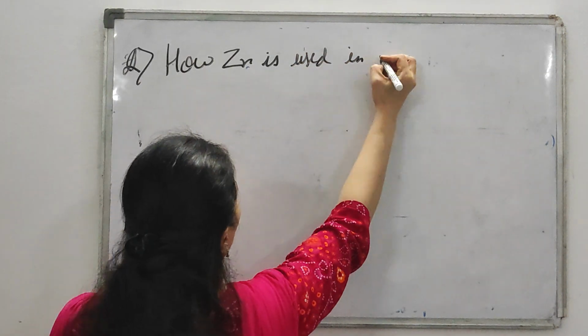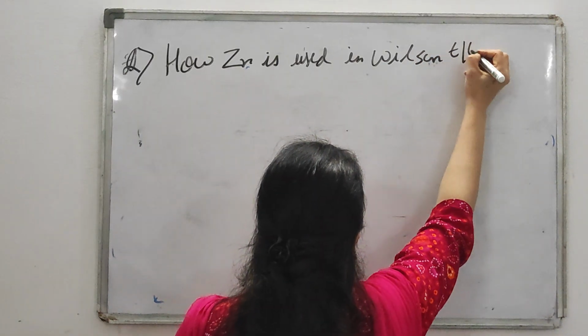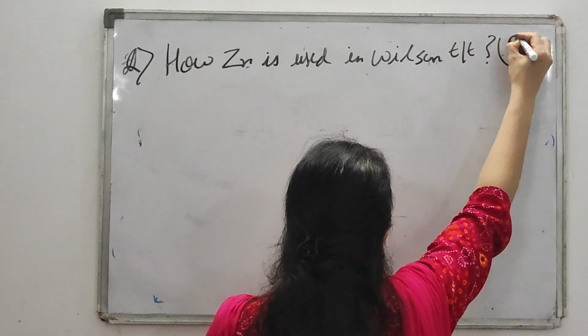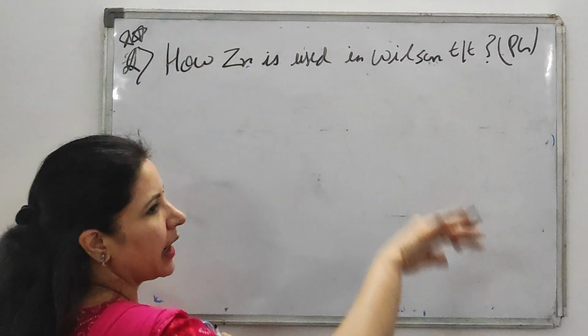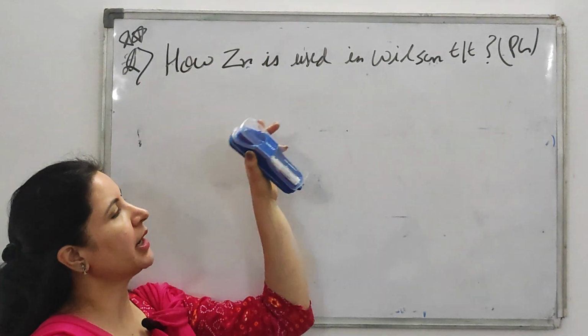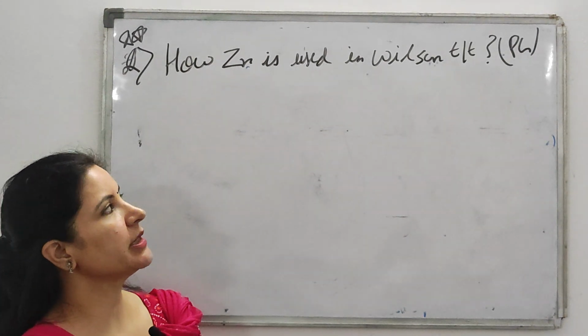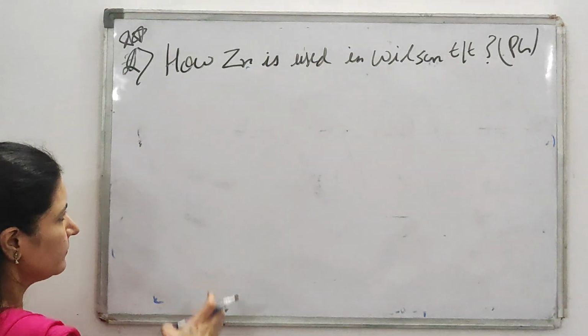Okay, Wilson treatment. This question is especially for the PG students, not for UG. For UG, up to that is sufficient. But for PG students, the additional question is why zinc is used in Wilson disease. What is the role of zinc? So what will zinc do?